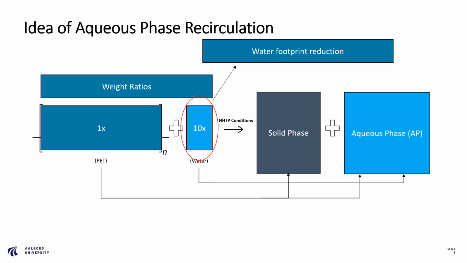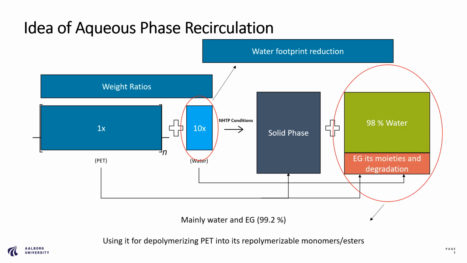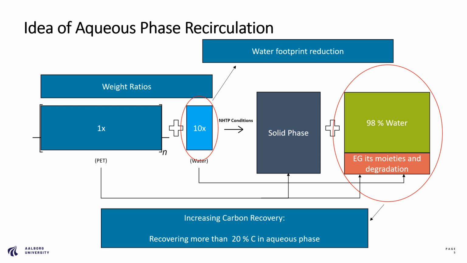In the aqueous phase of the product section, we mainly have water, around 98%, with the rest being EG and its moieties. If we use this aqueous phase to depolymerize PET and obtain monomers and repolymerizable esters, we can recover the carbon ending up in the aqueous phase by continuously accumulating it there. This approach not only conserves water but also enhances the carbon recovery.